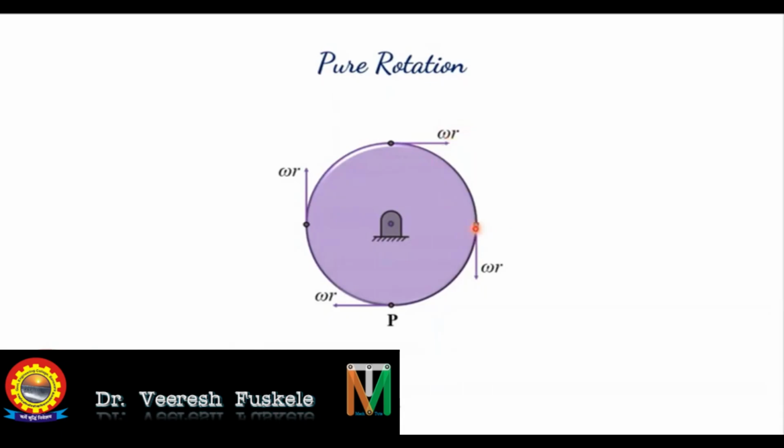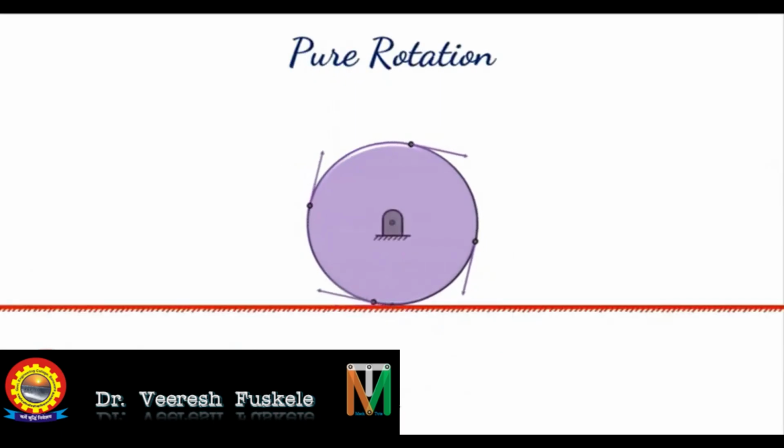Similarly, at this point the velocity will be in the downward direction, in the tangential direction, and the magnitude will be the same, omega r. At this point the direction will be from right to left and the magnitude will be omega r. Similarly, at this point the direction of velocity will be upward with the same magnitude. So this is how the pure rotation motion takes place. The velocity vectors are changing at each and every point of rotation.